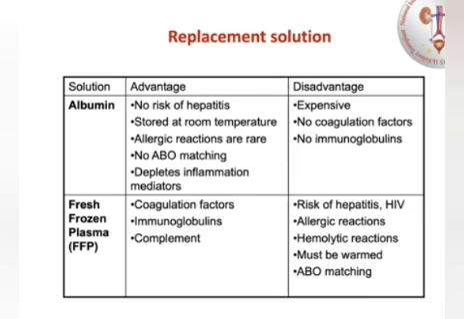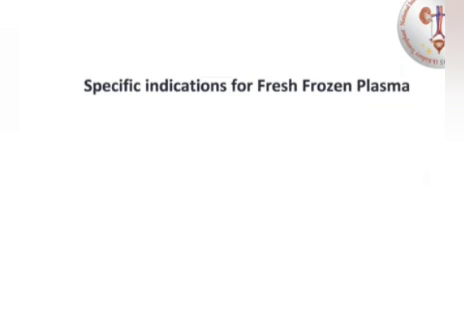There are no coagulation factors delivered to the patient and no immunoglobulins. While the disadvantages of fresh frozen plasma is you are transfusing a plasma of a donor. So this donor might have hepatitis, HIV, or any blood-borne disease, syphilis, etc. Allergic reactions are common. It's kind of blood transfusion. Hemolytic reactions also are common, and it must be warmed because it is kept in special refrigerators at a freezing point. And ABO matching should be done before infusing the fresh frozen plasma.